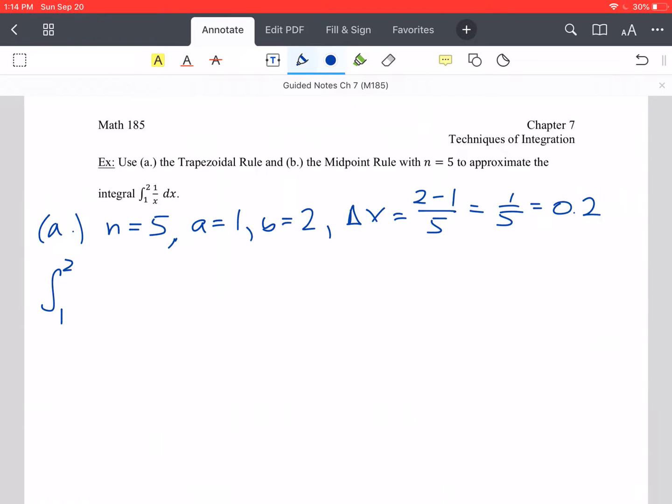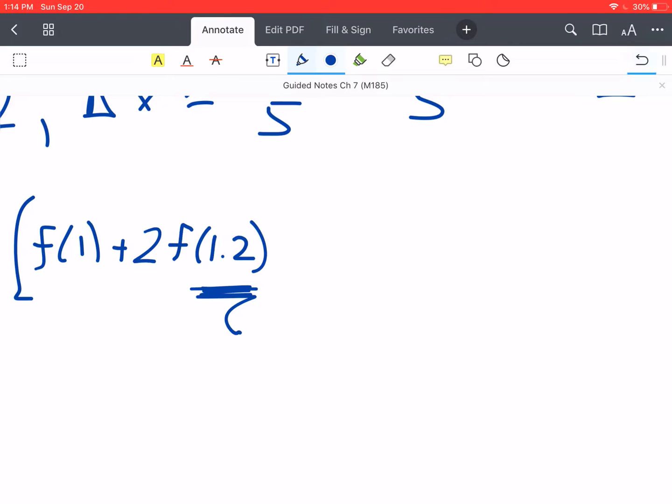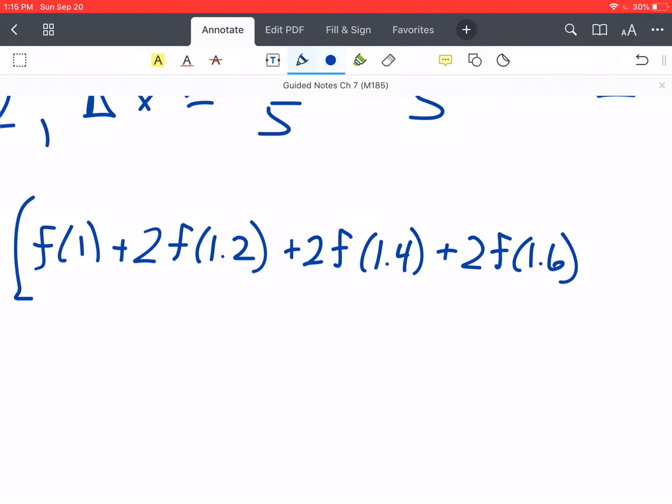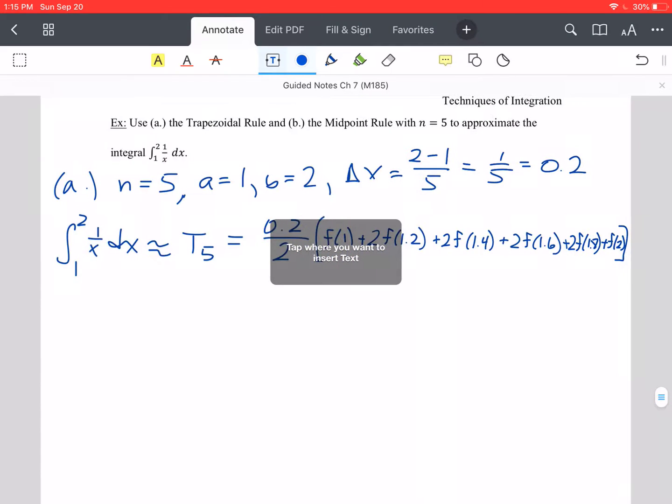Alright, so our integral from 1 to 2 of 1 over x dx is approximately equal to the trapezoidal approximation with 5 rectangles, which is going to be delta x over 2 times f of 1 plus 2 times f of 1.2, because again delta x is 0.2, so we're going up 0.2 every time, plus 2f of 1.4 plus 2f of 1.6, plus 2f of 1.8 plus f of 2.